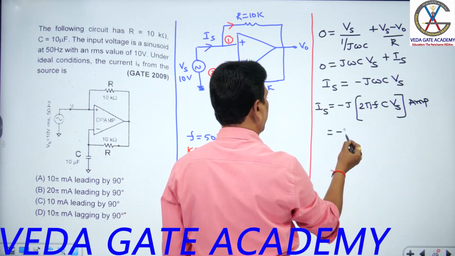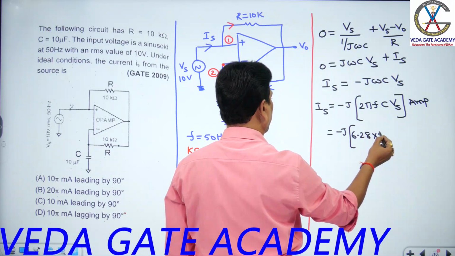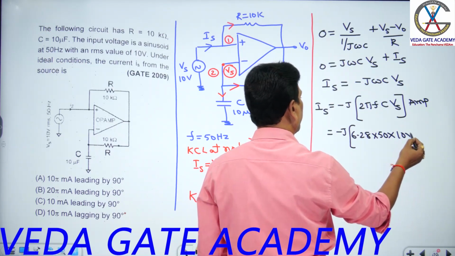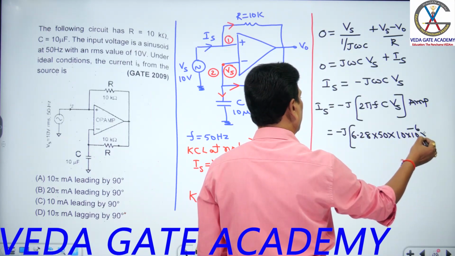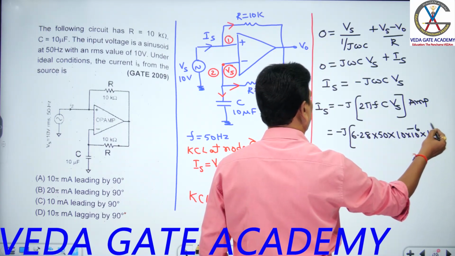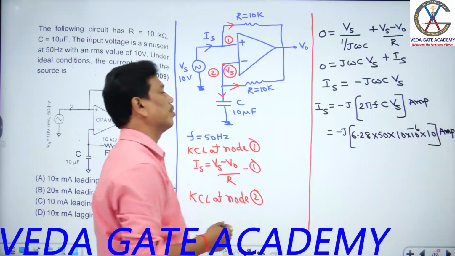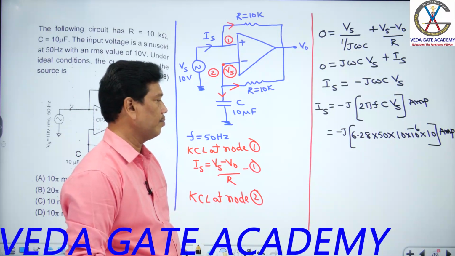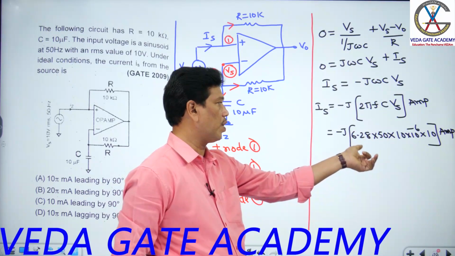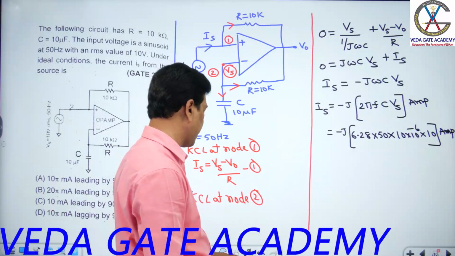So minus j 2 pi means 6.28. F is 50 hertz, C equal to 10 microfarad, students, that is 10 into 10 power minus 6. And Vs is an RMS value, so I take it as it is, 10 volt. So this corresponding current is also an RMS current. This much you may get, sir. If I simplify this, Is is given in terms of pi, sir. Can I take it as pi only there?